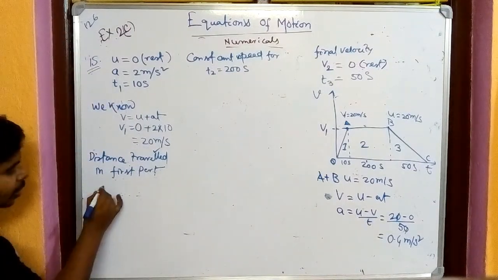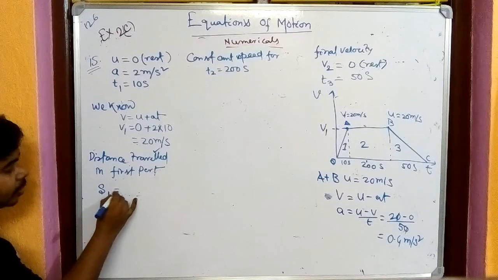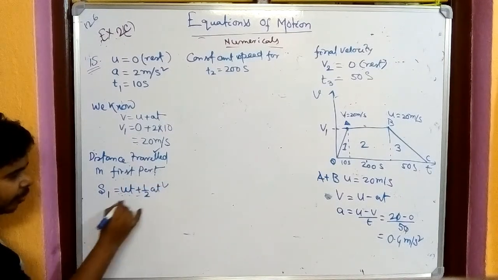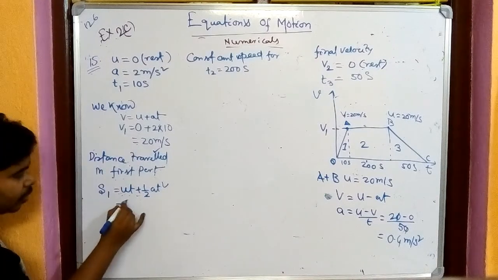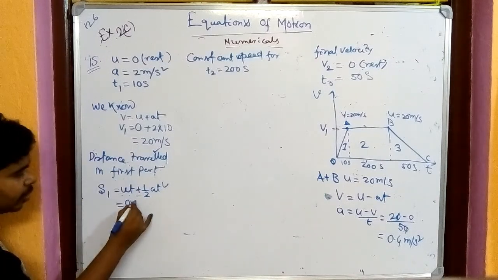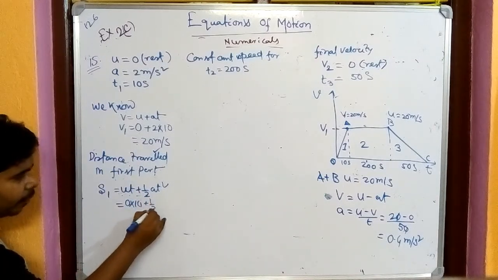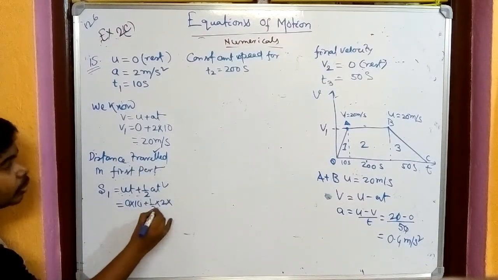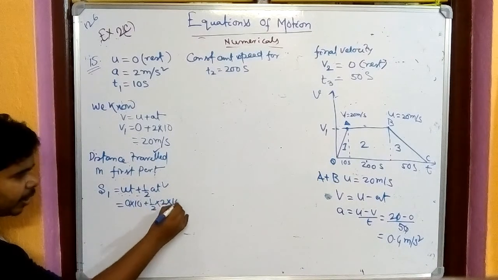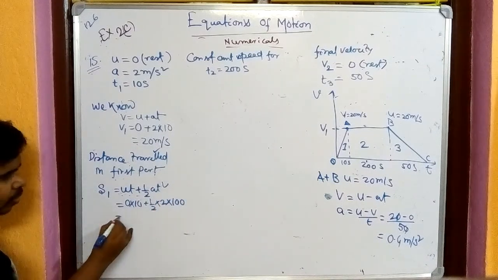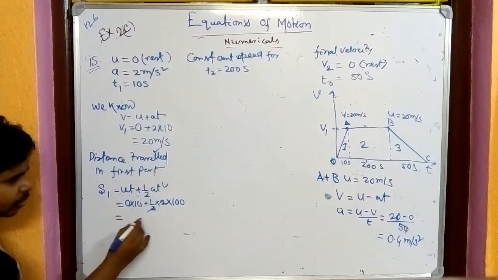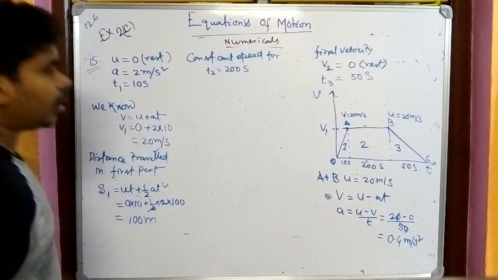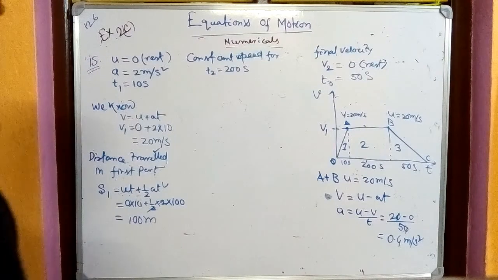Distance traveled in the first part, that is S1, is equal to ut plus half at square. So what is u here? 0 into t, which is 10, plus half into a, which is 2, into t square, meaning 10 square, that is 100. So the 2 will be cancelled out, and it comes to 100 meter. So in the first part it has gone 100 meter.